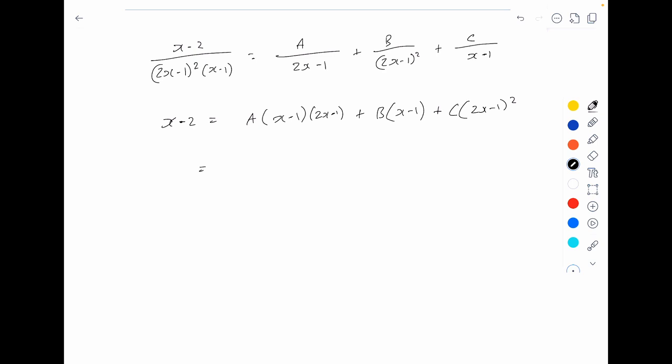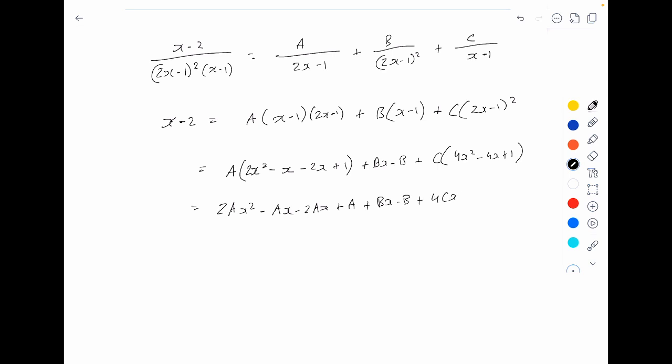So if we do that, what can we do? Well, a times 2x squared minus x minus 2x plus 1, plus bx minus b, plus c times 4x squared minus 4x plus 1. That's 2ax squared minus ax minus 2ax plus a, plus bx minus b, plus 4cx squared minus 4cx plus c.